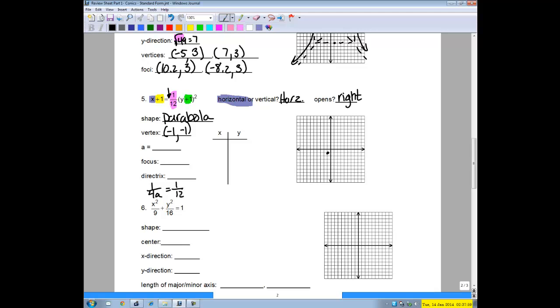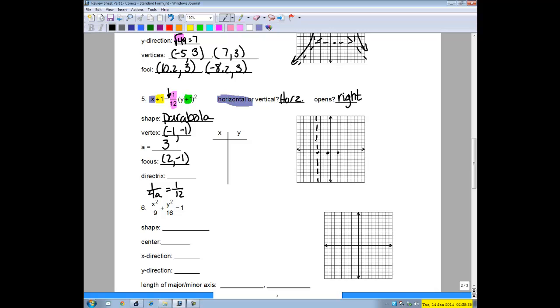What do I multiply 4 by to get 12? It's 3. And since it is horizontal and to the right, we're going to go 3 to the right. 1, 2, 3, and that is my focus. So that's at 2, -1. My directrix is in the opposite direction, so since we went 3 to the right, now I'll go 3 to the left. 1, 2, 3 to the left. And since it's horizontal, we do the opposite, so we're going to do a vertical line.